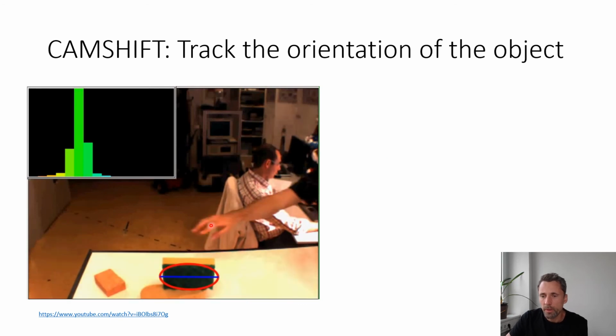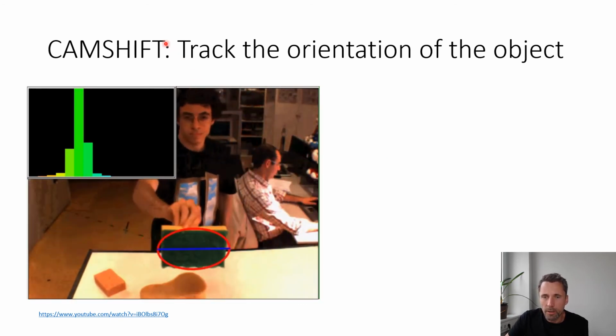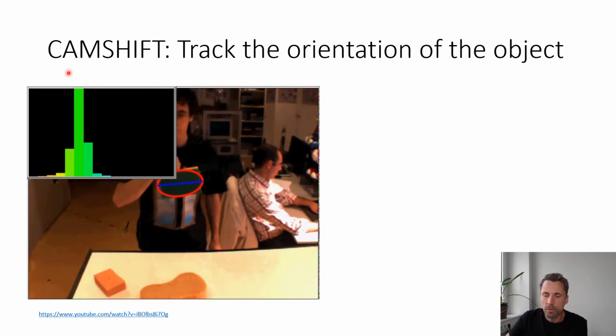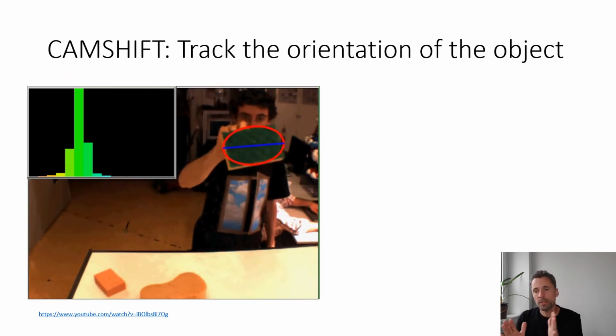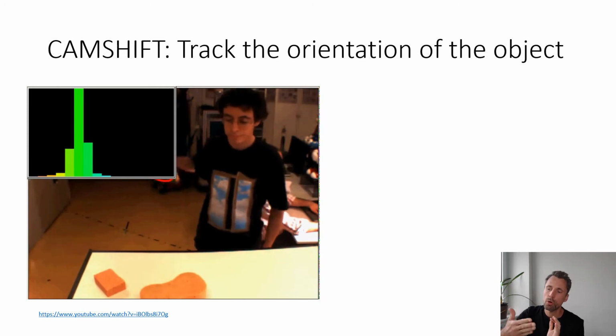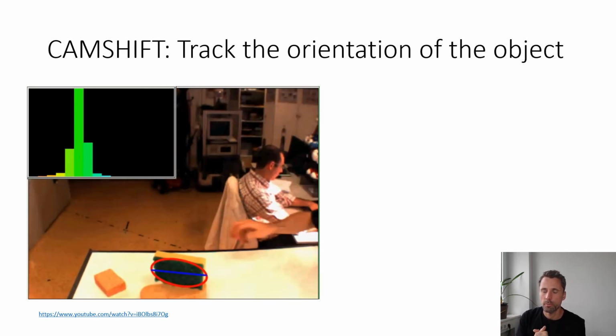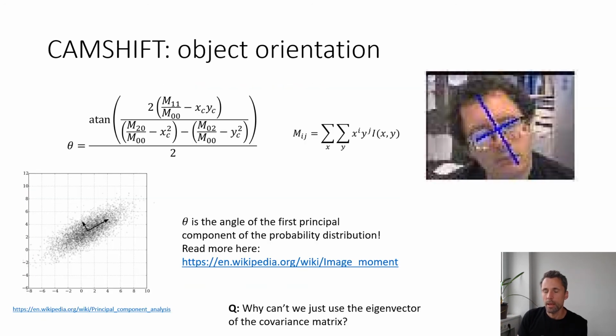Okay, now the paper also proposes tracking not just the position and the size of the object, but also the orientation. Yeah? And we'll do that by using this monster of an equation, although if you look at it, it's pretty simple, and also Wikipedia here shows you how to simplify that equation.